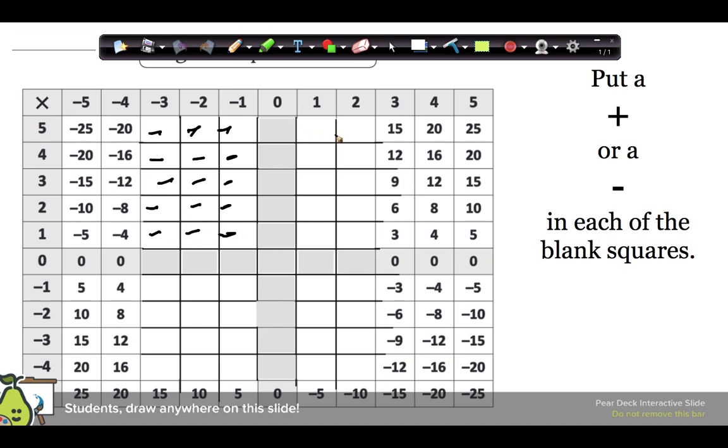5 times 1 is positive. Again, I don't have to put the 5 there. These are all going to be positive. It's a positive number times a positive number. We always get a positive answer.